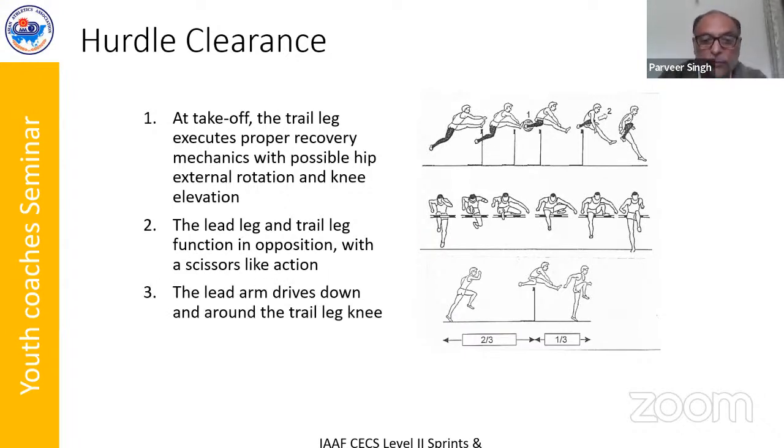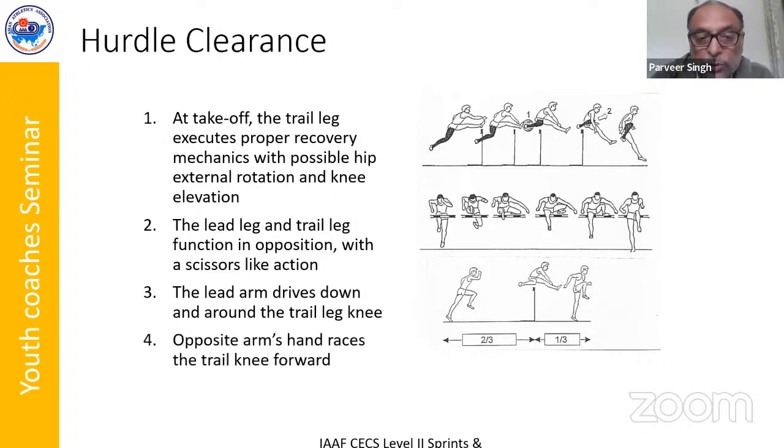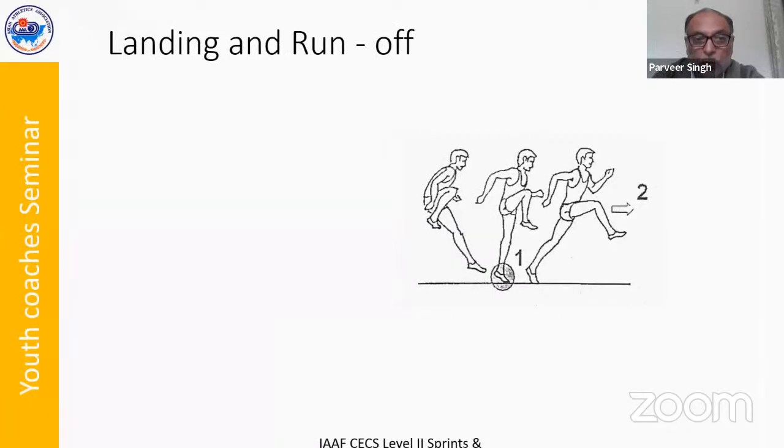The lead arm drives down and around the trail leg knee. Okay, so it moves down around the trail leg knee. The opposite arm's hand raises the trail knee forward. So the opposite arm along with the trail leg knee moves forward. You can see in the last frame here, it moves along the trail leg for the forward movement.